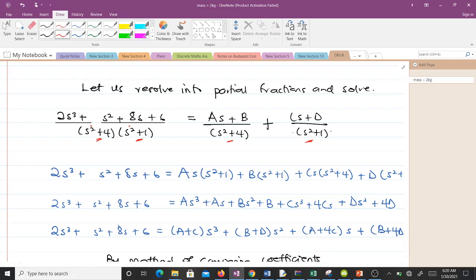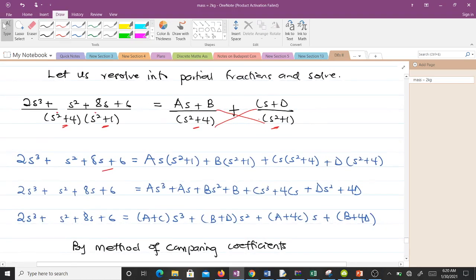Since you have a common LCM, we multiply As plus B through by s squared plus 1 and Cs plus D through by s squared plus 4. Doing that gives us this equals this and this, right? So we just have to multiply them through.